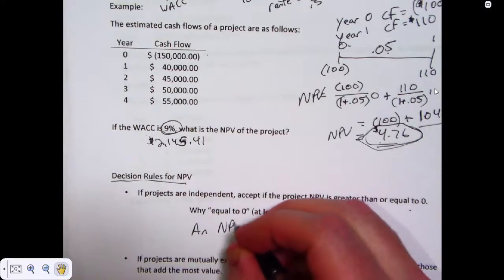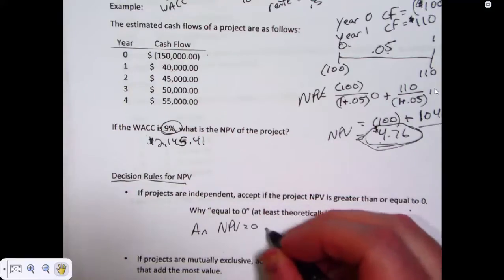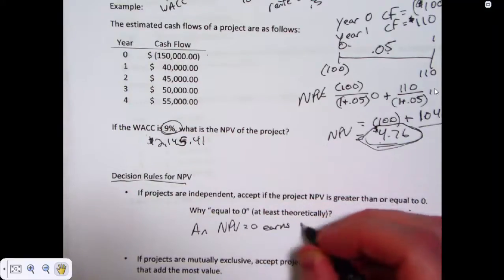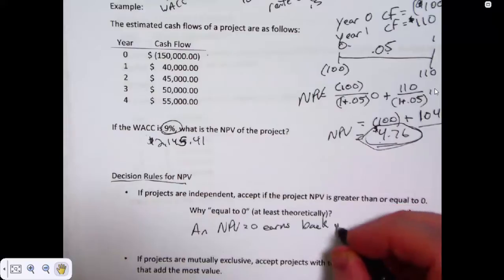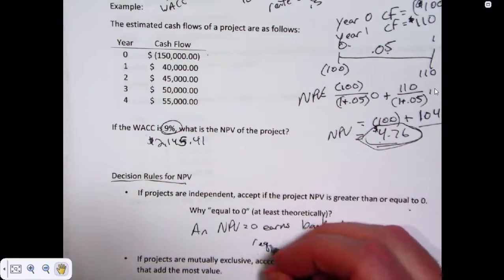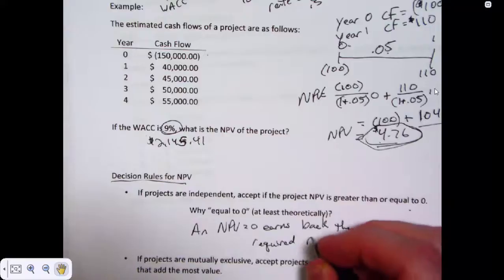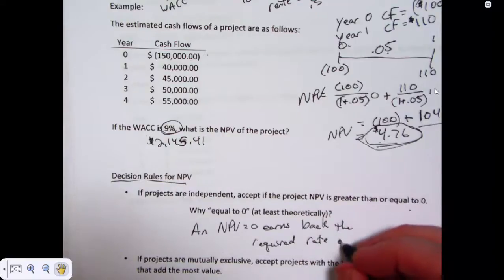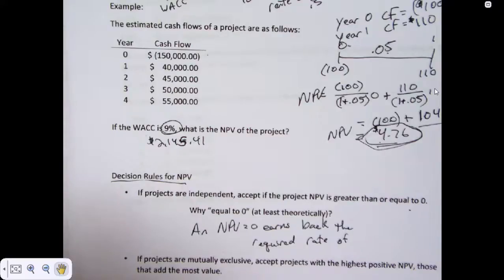So an NPV of 0 earns back the required rate of return. And last time we talked about a hurdle rate. Well, that weighted average cost of capital is the hurdle rate. It's the required rate of return on investments. If projects are mutually exclusive, accept projects with the highest positive NPV because those are the ones that add the most value.